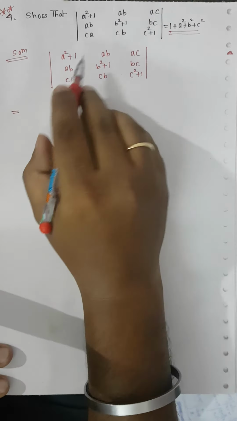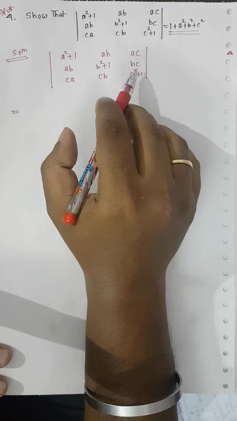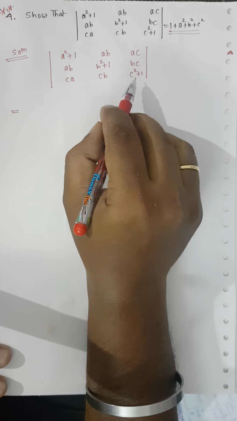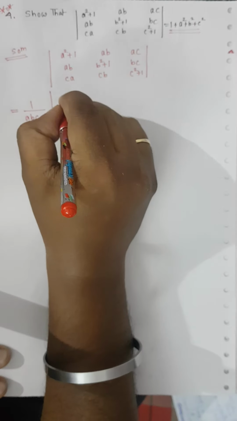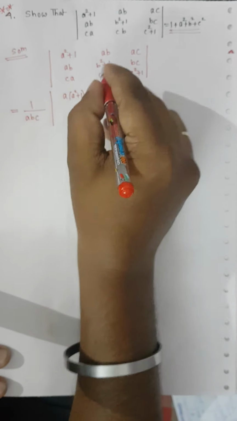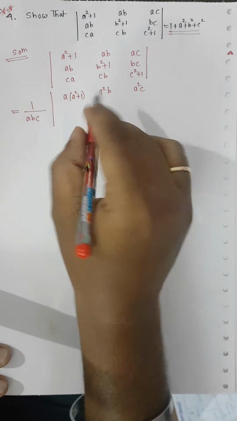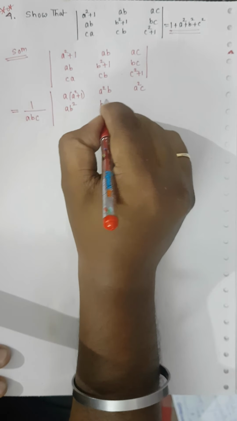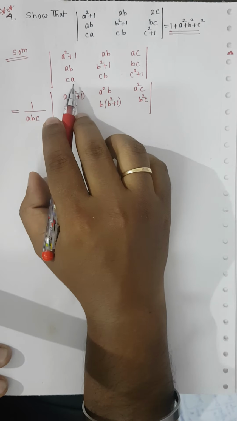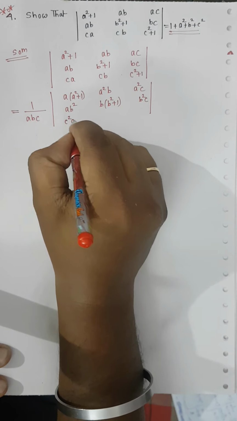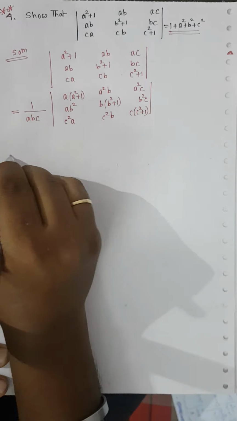Now in row 1 I'll multiply by the constant a, in row 2 I'll multiply by the constant b, and in row 3 I'll multiply by the constant c. So this is 1 by abc, with row 1: a into a square plus 1, a square b, a square c. Row 2: a b square, b into b square plus 1, b square c. Row 3: c square a, c square b, c into c square plus 1.